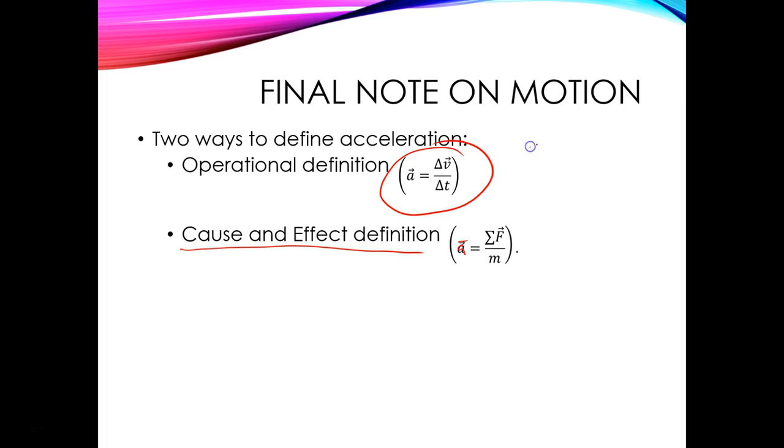If you have information about velocity and times, we're going to want to use the operational definition. However, if we have more of what caused the motion, so we have forces, and we're saying this force, this tension, is causing the motion, we're going to want to use the cause and effect definition to solve for what our acceleration is.